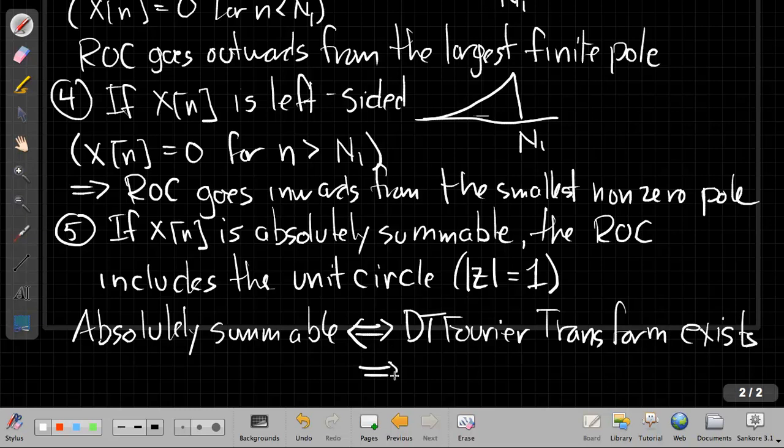Which is also equivalent to saying the ROC includes the unit circle, as we just said. So those are all three equivalent things. And it's also equivalent to saying, if it's a system function, if it's H of z, that it's a stable system.